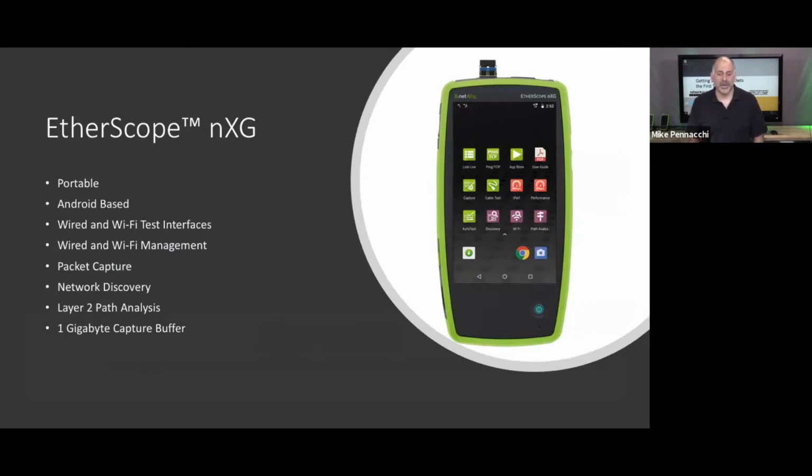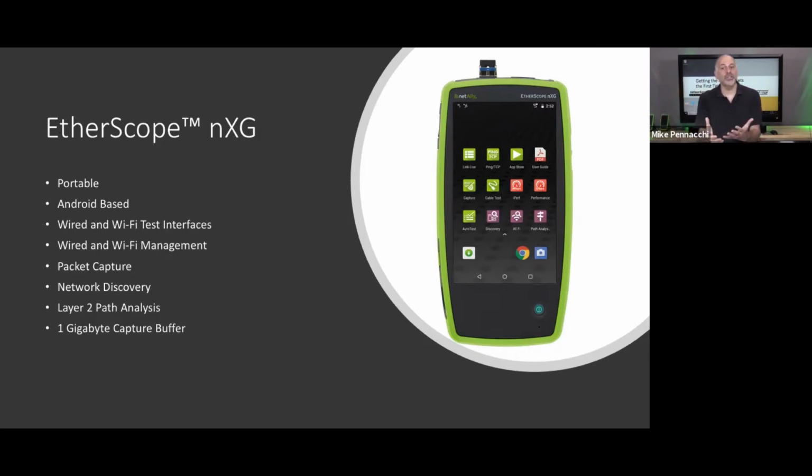It's Android-based. And what we find is that this has a whole selection of apps that have been vetted by NetAlly, where I can go out and load those on there. So not only can I use this to do my packet capture, my discovery, and all those things, but you'll notice it's got a little web browser. It's got Chrome right there. We are going to use the Etherscope NXG to access the IOTA.